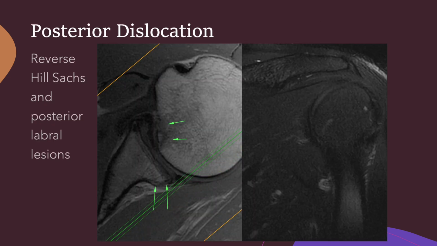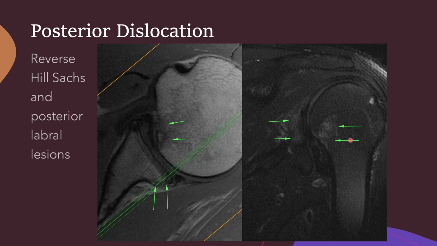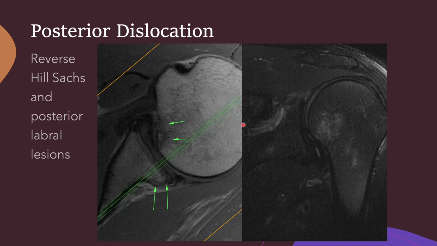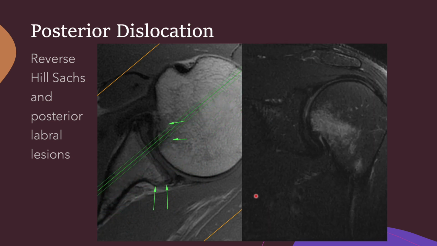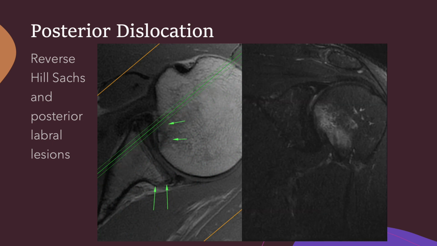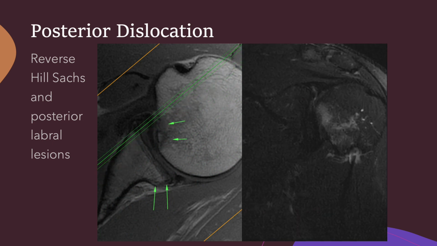So here's a typical MR example of that. You can see in this video, there's posterior humeral head bone marrow edema. Anterior humeral head bone marrow edema. And you can see this big posterior labral tear here, which is related to the posterior dislocation event.